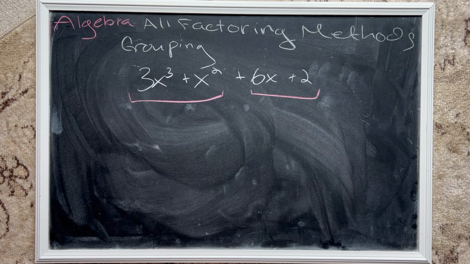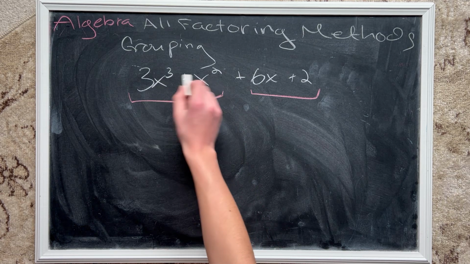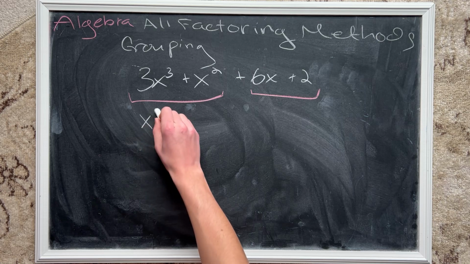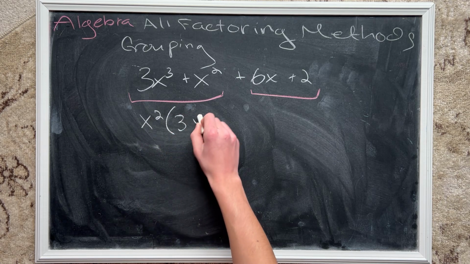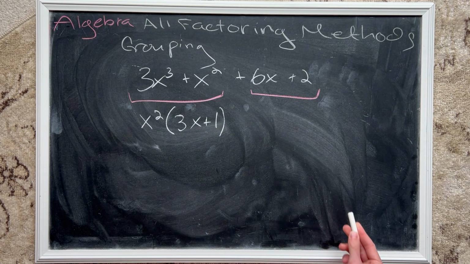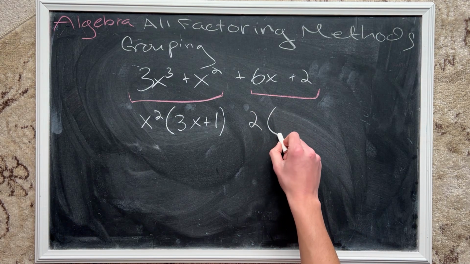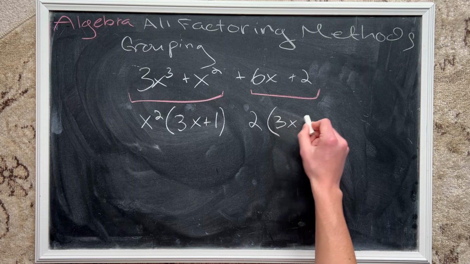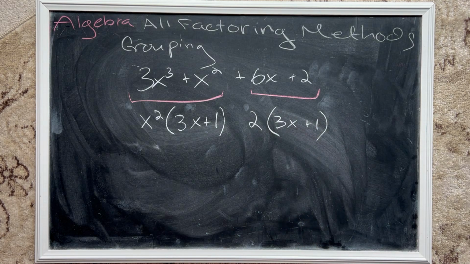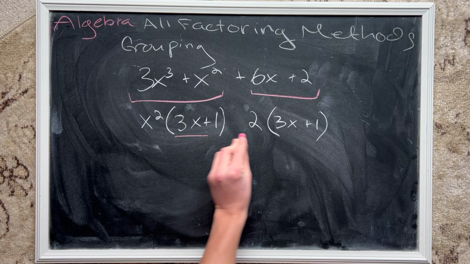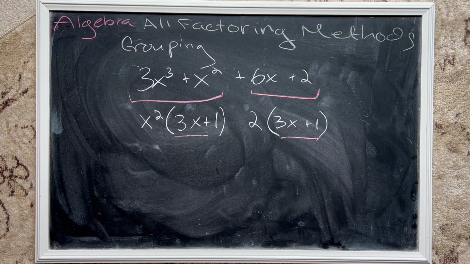So from the first group, we can see that an x squared is present in both terms, so we're going to take out that, leaving us with 3x plus 1. And then from this side, we can see that a 2 is present in both our terms, leaving us with 3x plus 1 as well. And the key with this method is that this inside here is the same. So it is a little bit difficult if it's not set up to be a grouping. It's not the most common method.